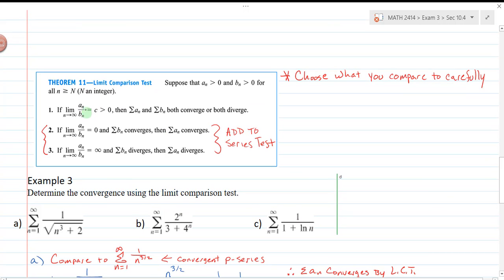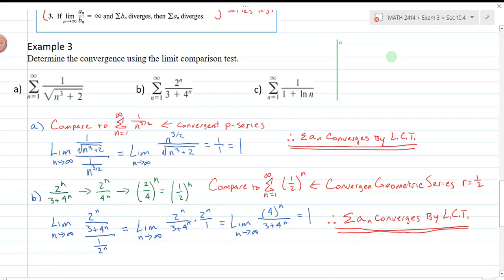Remember, that's what this says. If the limit is equal to some positive, because it's greater than 0, finite number, then the series are either both going to converge or diverge. Since I compared it to a series that converges, that means that our series converges as well.